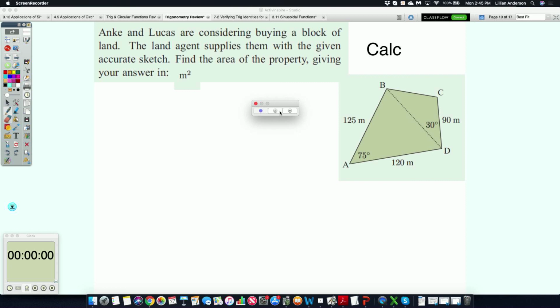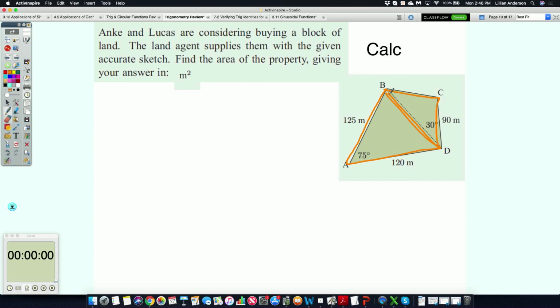So Anki and Lucas are considering buying a block of land. The land agent supplies them with an accurate sketch. Find the area of the property, and give your answer in meters squared. This property is in the shape of what? Two triangles. We've gone over two triangles. So to find the area of the property, you probably want to find the area of one triangle and then add it to the other one.